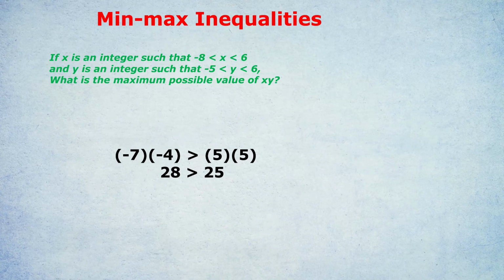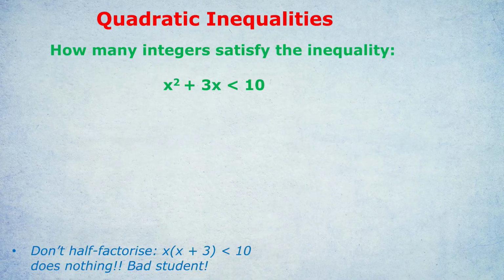Okay, covered min-max inequalities. The break is over. Time to go full on, powering into the next inequality topic. Quadratic inequalities. Oh my goodness. How many integers satisfy the inequality x squared plus 3x is less than 10? I would say the number of students who can get this is down to now maybe about 20% of my students. What would you do here?